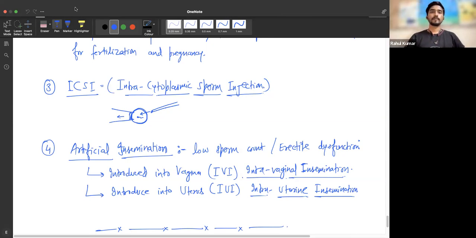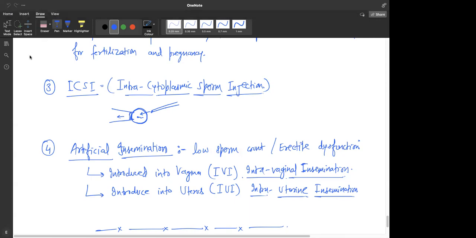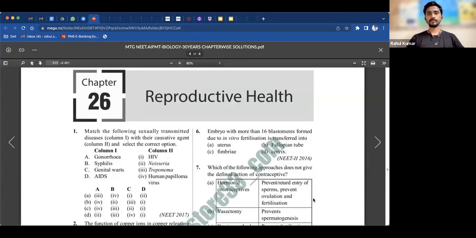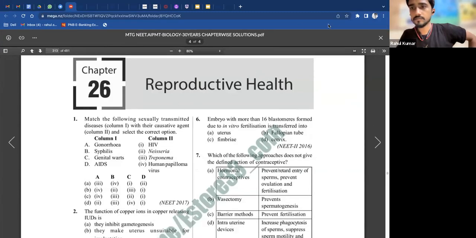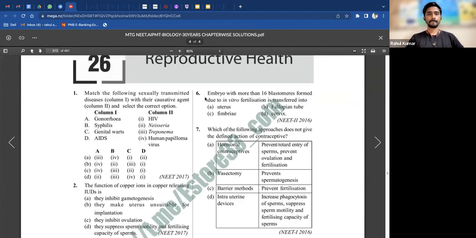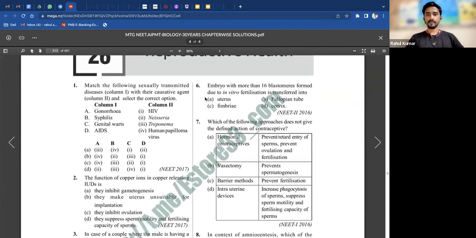Okay, you're there, Zed? Yes. Okay, so written everything. Shall I stop sharing this? Yes. Okay. And I will share with you some previous year's questions from this chapter. Can you see the screen? Yes. So these are some previous year's questions that have been asked. So let's start with some important ones.